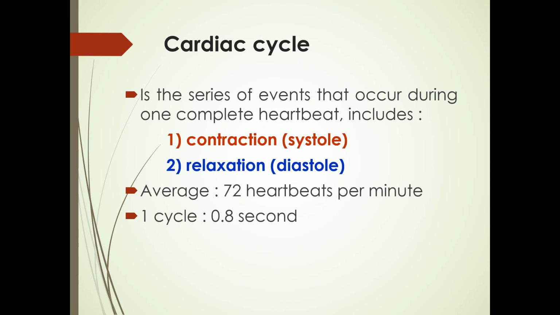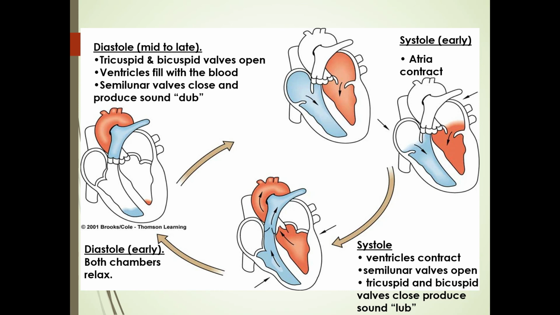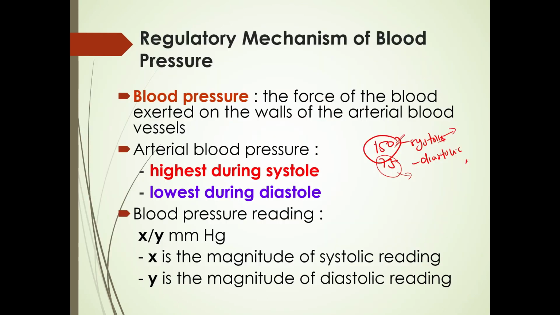The average is 72 heartbeats per minute. That one is the average. One complete cycle of the cardiac cycle takes only about 0.8 seconds. Very fast. This one I already explained, and it is in your textbook.